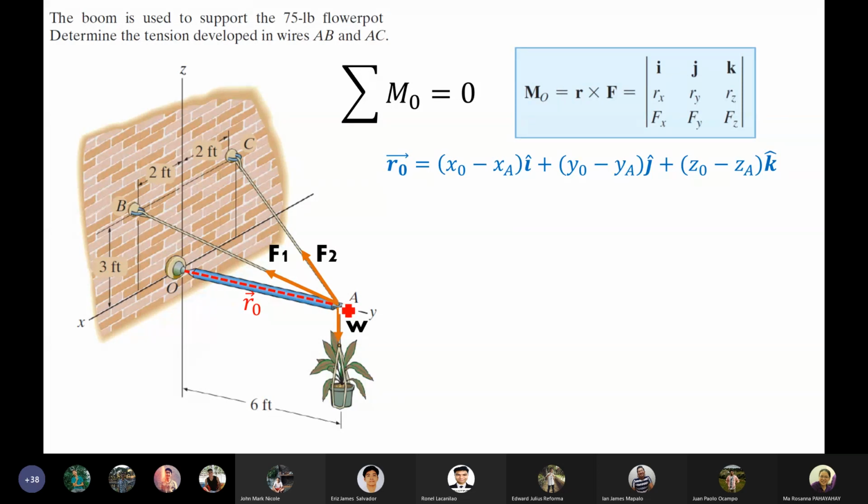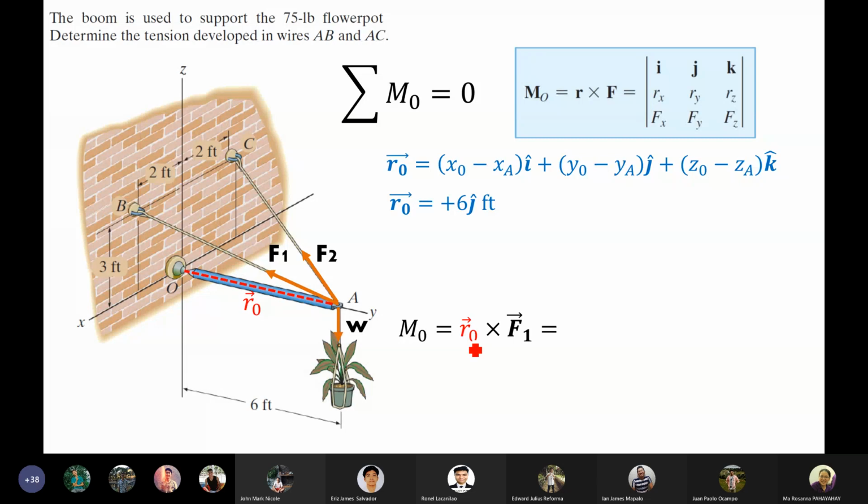And to get that moment arm, that is the formula. It looks reversed, so that is A minus 0. So it means our moment arm here is just 6 j hat feet. So this is our moment arm. We will use this to solve the moment of force of F1, F2, and the weight. So, let's start with F1 first.